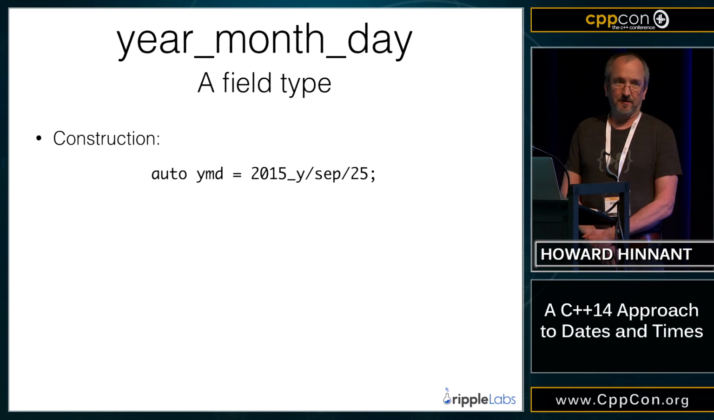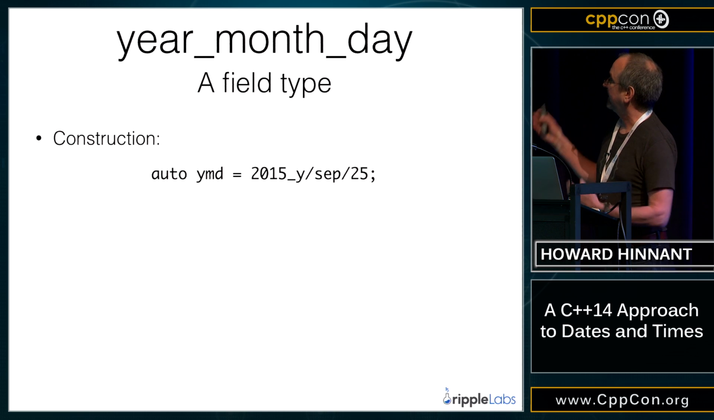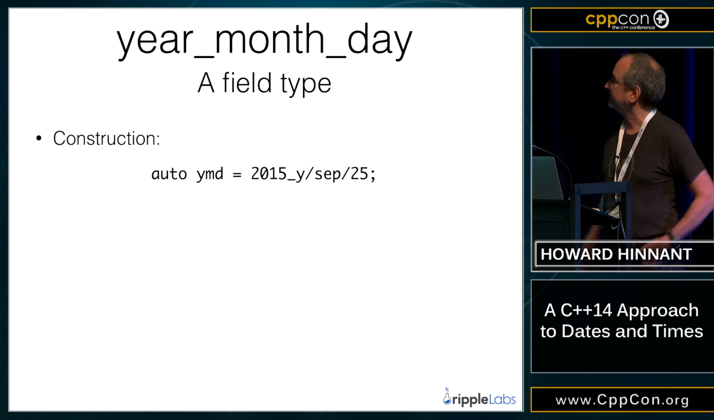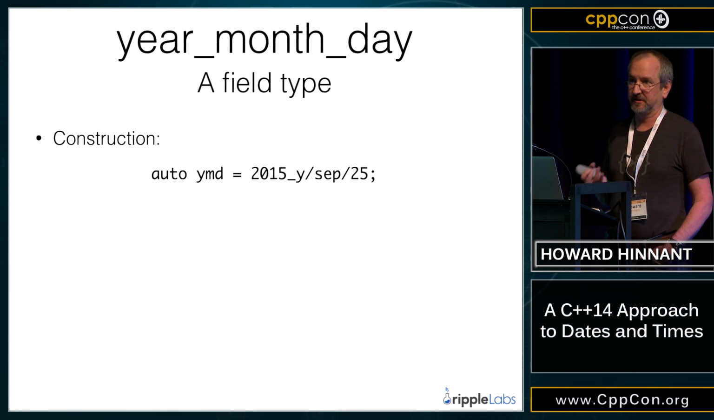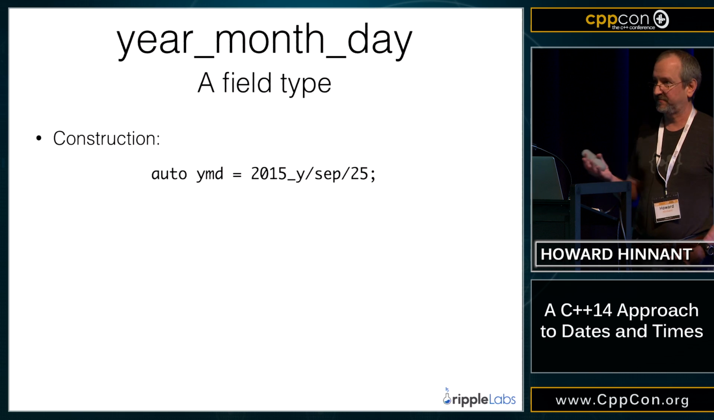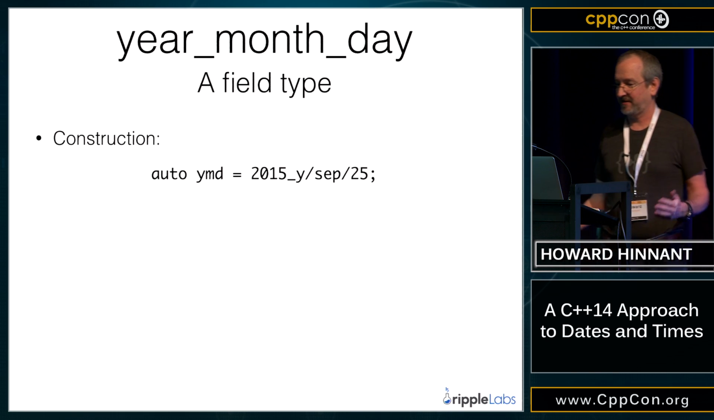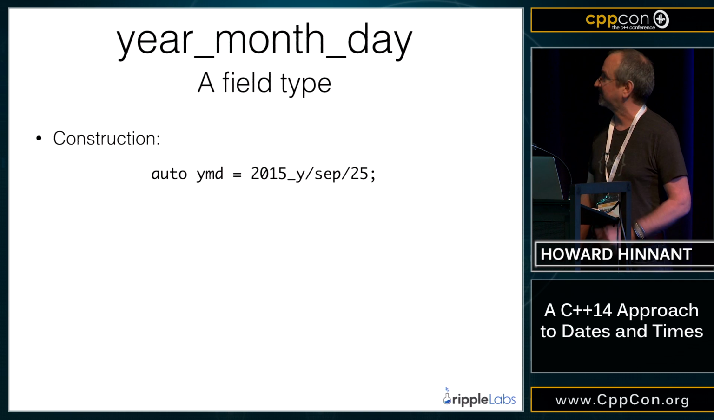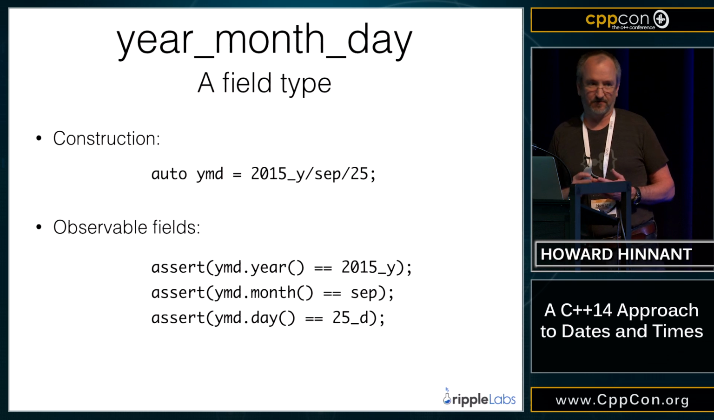So next I'm going to dive a little bit deeper into the year_month_day field type. Here's how you would construct one with the slash syntax. There's a underscore y literal to change an integer type into a year type. There's constants for each of the 12 months. This one's September, obviously. And then 25, which means today. This is September 25th, 2015. All this does is store 3 integers in this very simple struct.